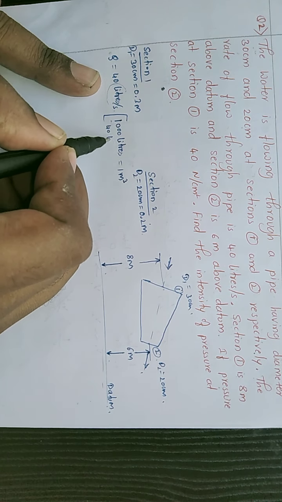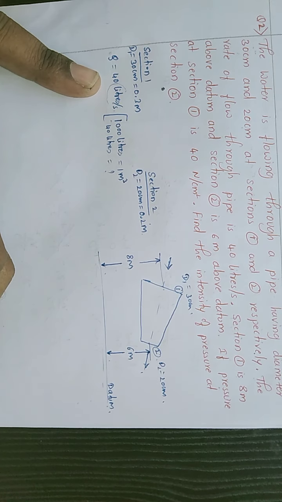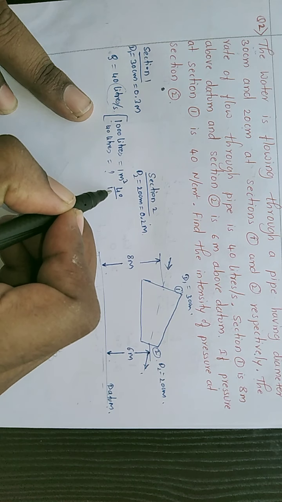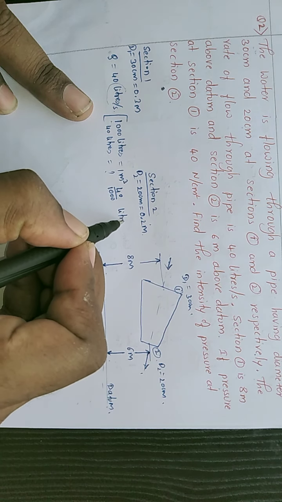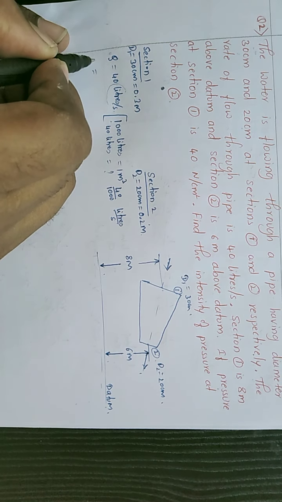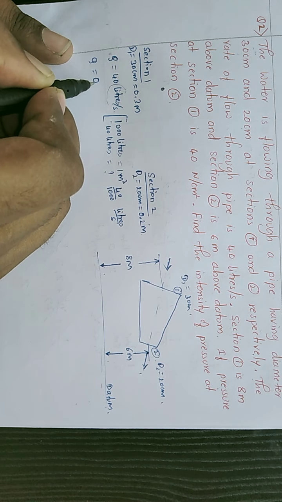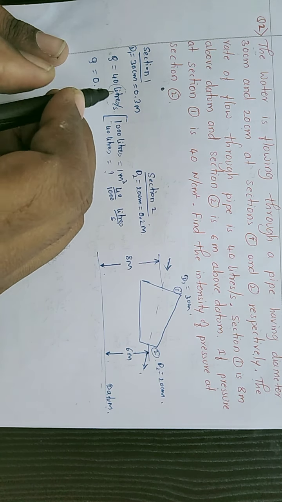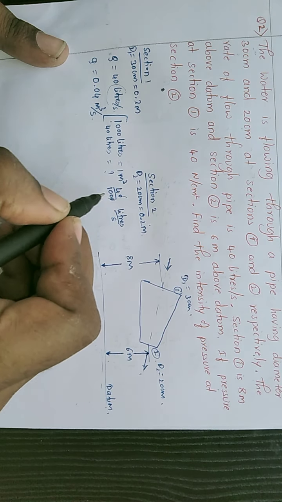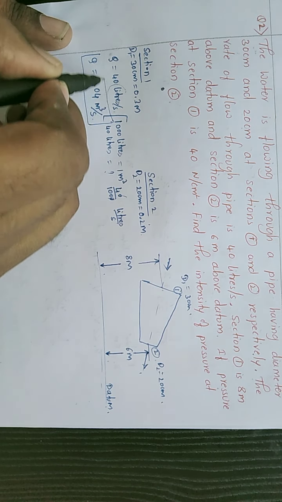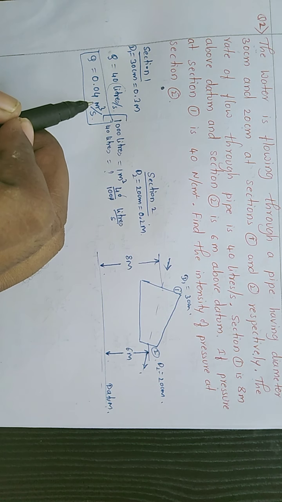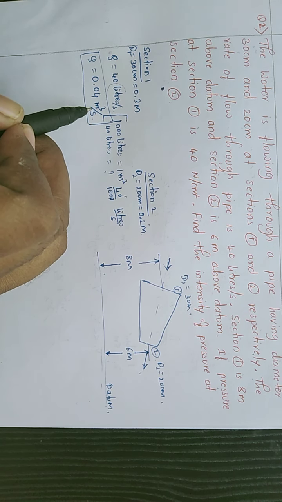Then 40 liters is equal to how much? It will be 40 by 1000 meter cube per second. If you simplify that, it will come out to be 0.04 meter cube per second. So this gets cancelled, and this is the value of Q. Now I have converted 40 liters per second into 0.04 meter cube per second.